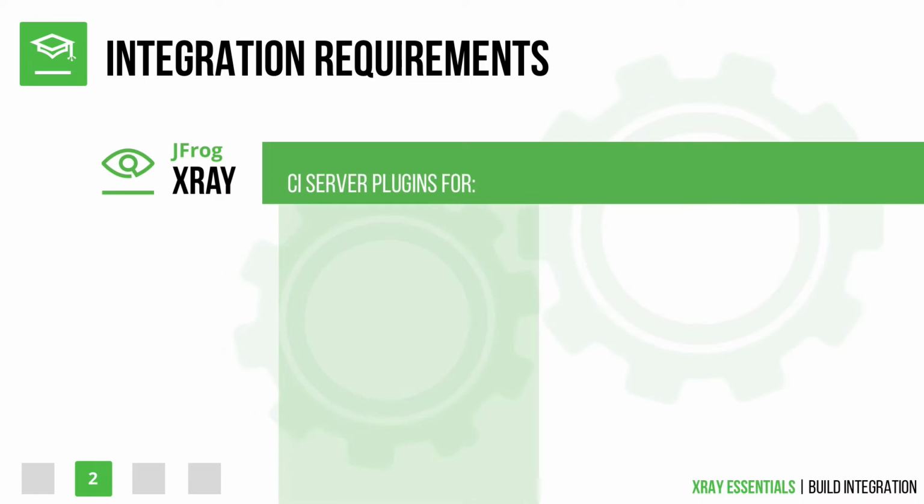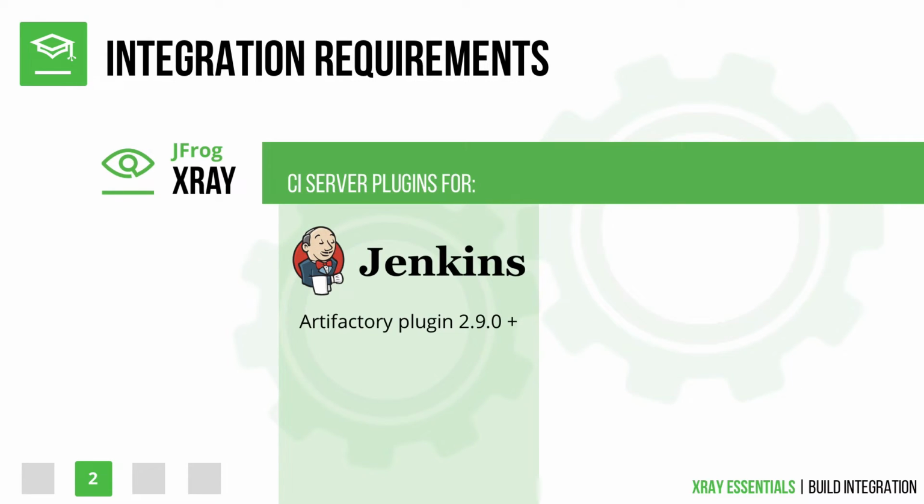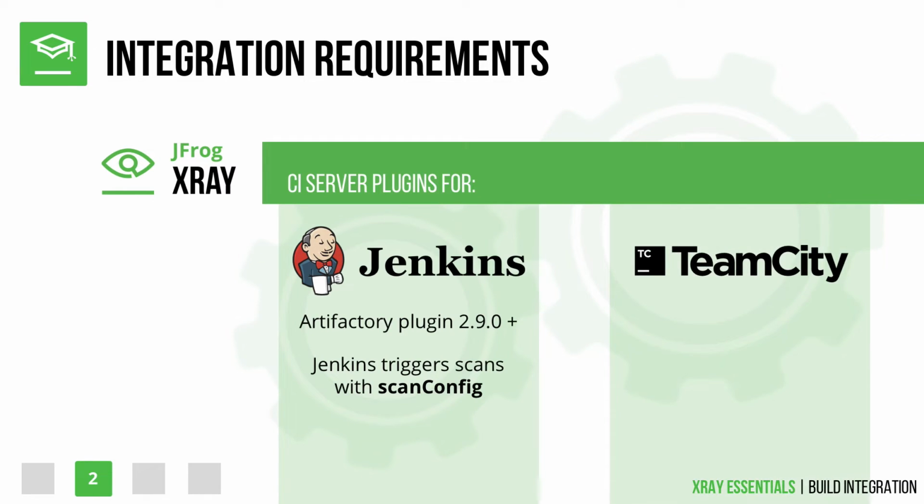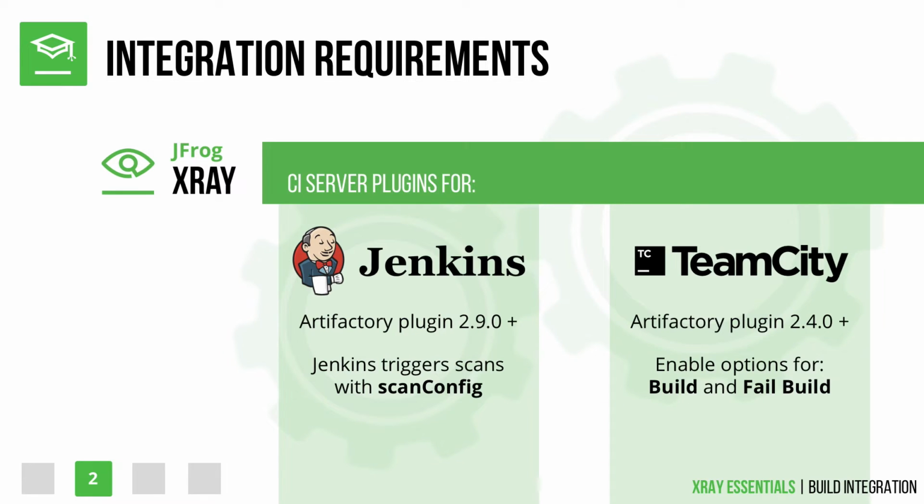Xray build integration is supported with Jenkins using the Artifactory plugin version 2.9.0 and above. With this plugin, Jenkins triggers scans by creating a scan config instance and passing it to the Xray scan method. Integration is also available for TeamCity. To scan artifacts for vulnerabilities with TeamCity, you can use the Artifactory plugin and enable Xray on the options for build and fail build every time you run a build. The TeamCity integration enables build scans and will also fail it according to your specifications.